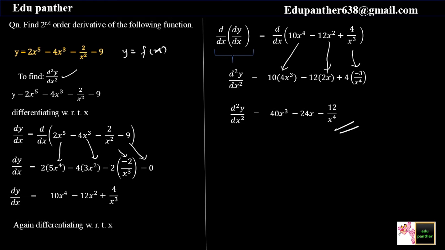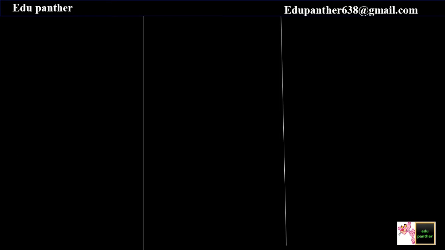Now next we'll see how to find second order derivative in case of implicit function. And if you want to know more about implicit function, you can watch our previous videos on differentiation of implicit function. So again same question, find d square y by dx square. That means we have to find second order derivative. Here question is x is equals to sine theta, y is equals to sine cube theta, and we have to evaluate it at theta is equals to pi by 4.